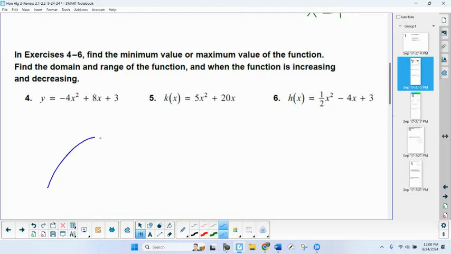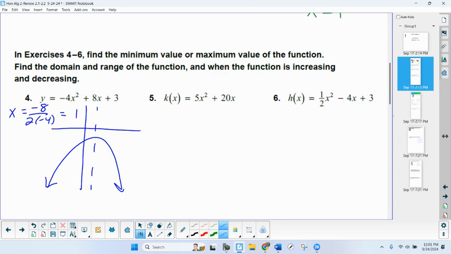Increasing versus decreasing. This one opens down. My x was the opposite of b over 2 times a, so that would be x equals 1. I'm not really sure where the rest of it was, but let's just take a look at this.